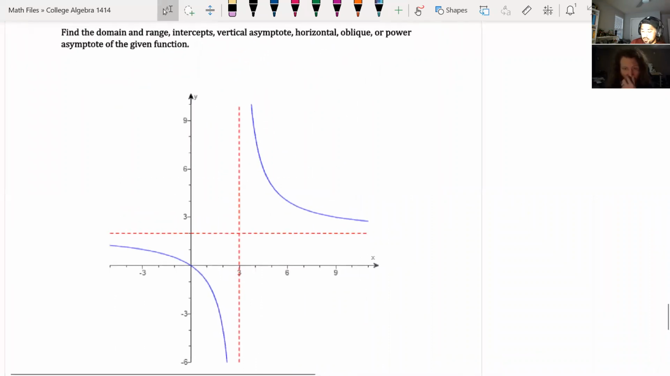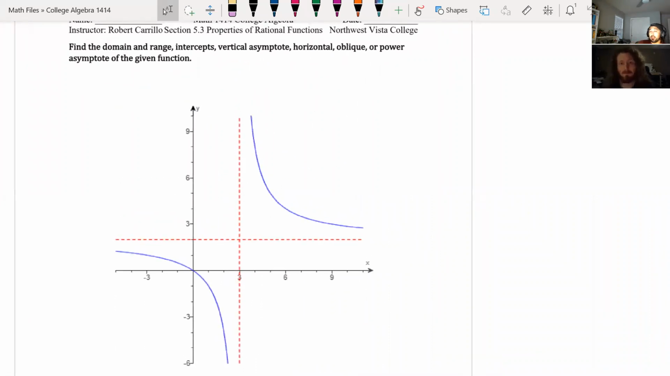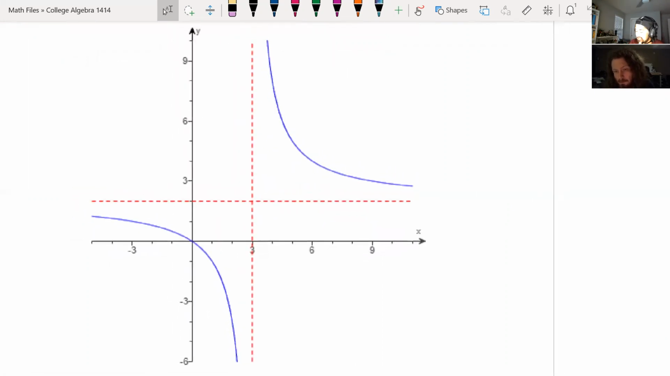All right. So we are given the graph of a rational function, and we are asked to find domain, range, intercepts, vertical, horizontal, oblique, or power asymptotes, if any, of this given graph. So let's start with the domain. Remember, domain deals with your x values. Looking at this function, what would our domain be? There's a break at 3.